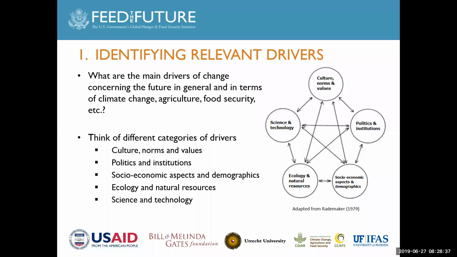And when brainstorming about relevant drivers, it's important to think of different categories, as this picture shows. All these different categories of drivers also influence and interact with each other. And those 5 categories are broadly culture, norms and values, politics and institutions, socioeconomic aspects and demographics, ecology and natural resources, and science and technology, because they all play a role as it comes to the future of, in our case, livestock systems.